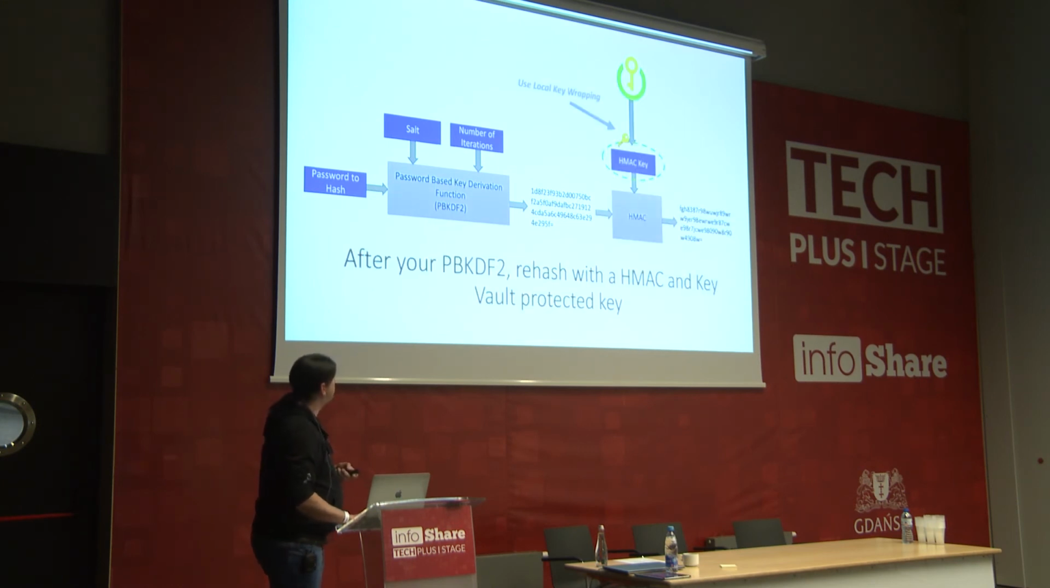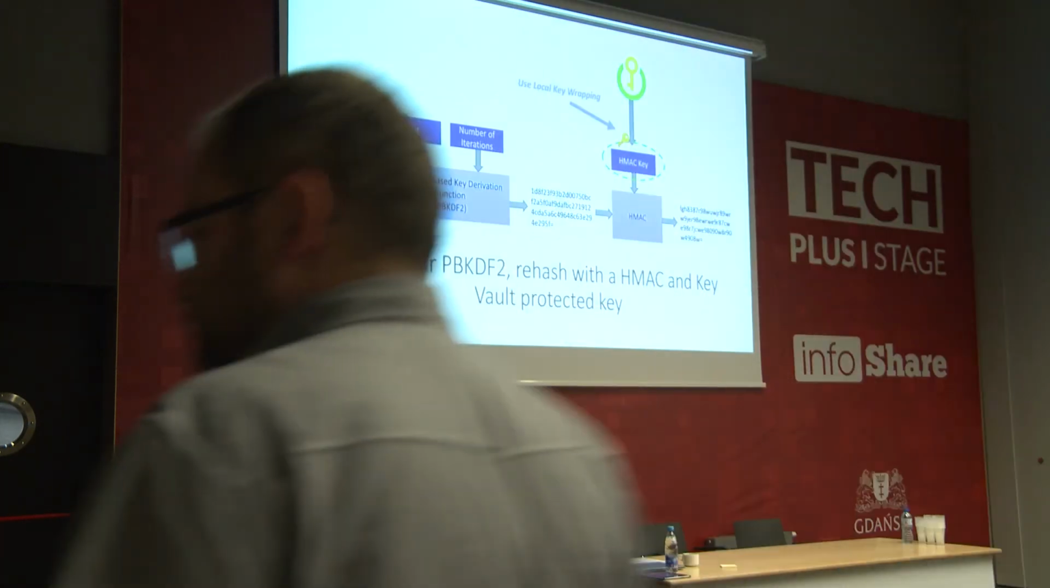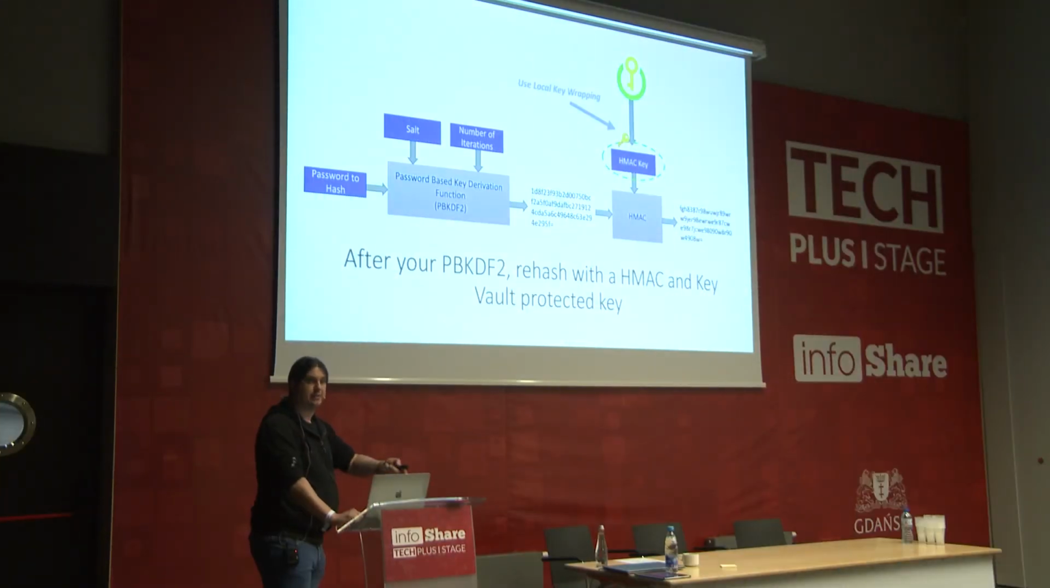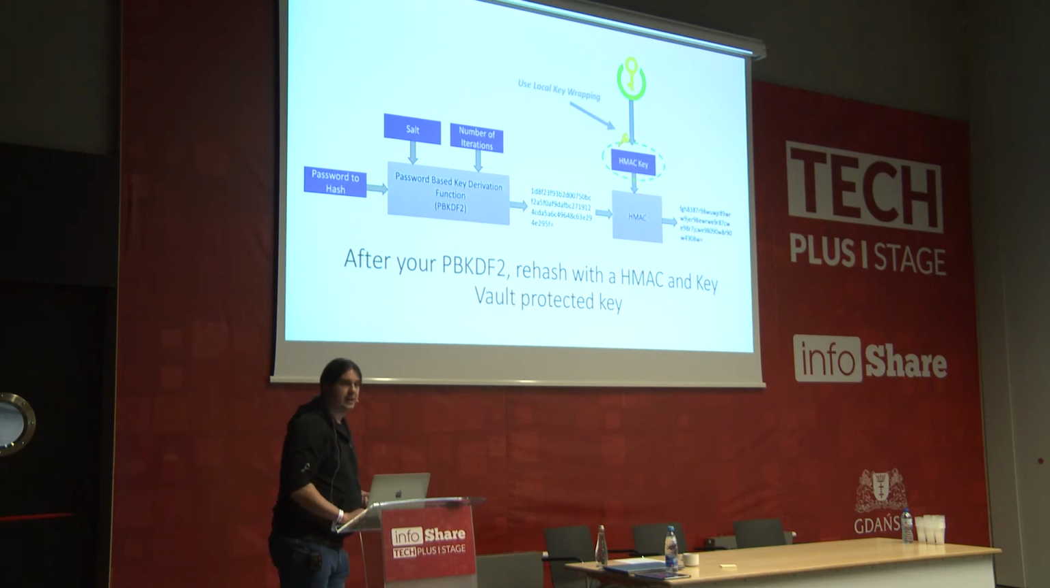But then what we can do is a hash message authentication code, which is an additional hash of that password. And the way HMACs work is you have to provide it an encryption key, as well as the password to hash, which means that anyone else who wants to calculate the same hash has to have a copy of that key. So we're going to get that key and do local key wrapping like we did before. So we can store that key in our database, but it's encrypted.